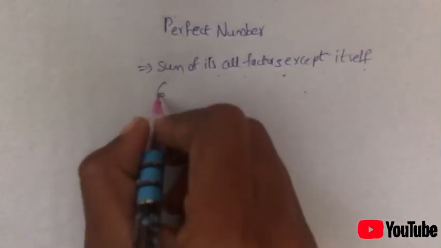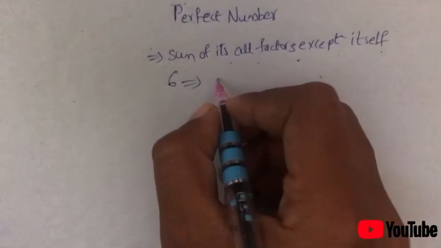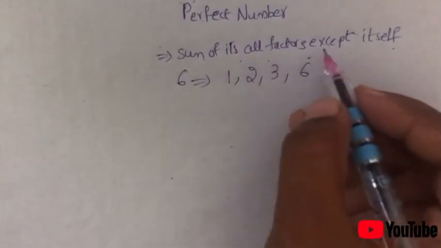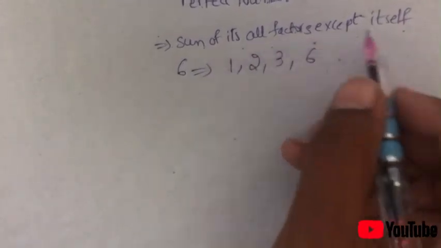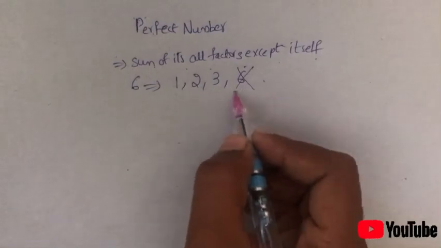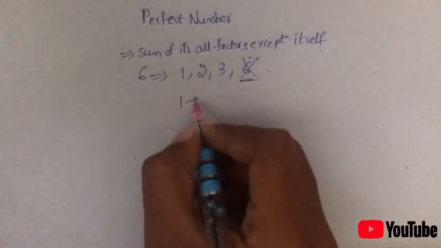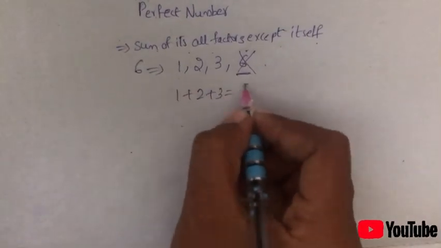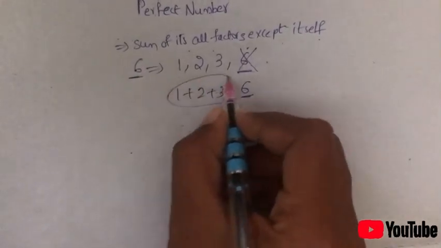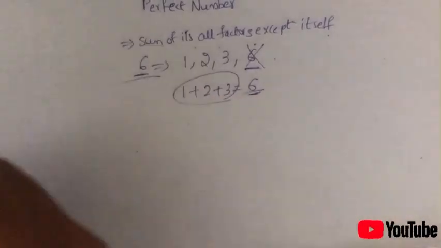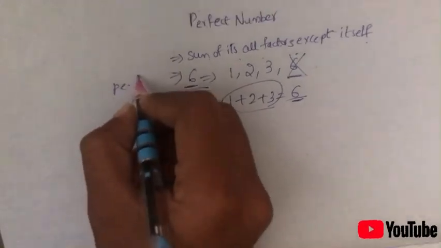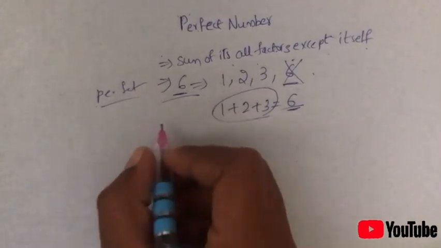For example, you consider 6, then its factors are 1, 2, 3 and 6. But you should consider all factors except itself. That means you should not consider this number. Then 1 plus 2 plus 3 is equal to the sum, which is equal to the number. Here the sum of the factors is equal to the number. Hence this is a perfect number.